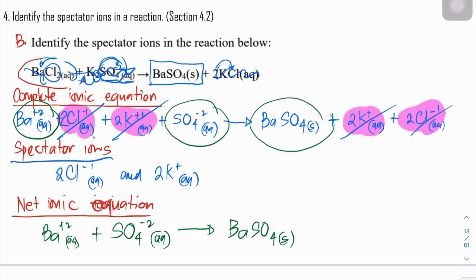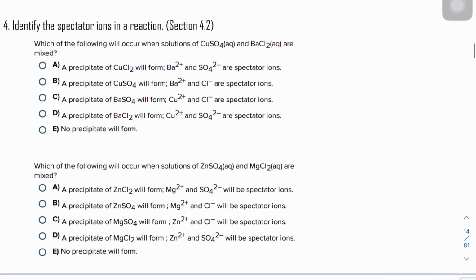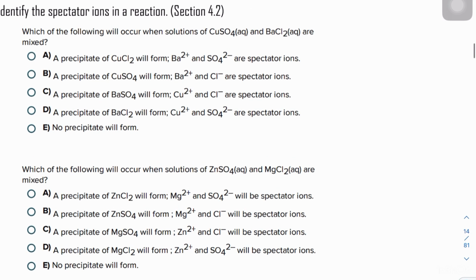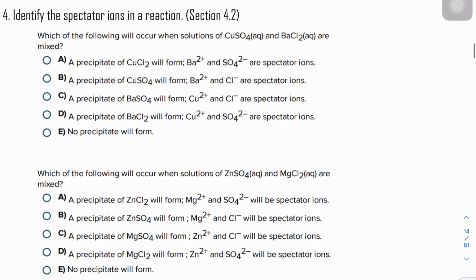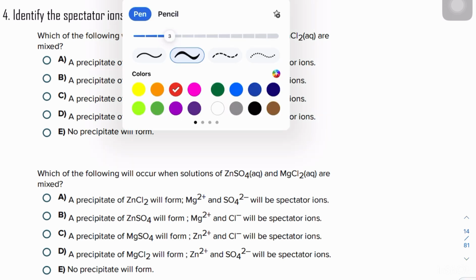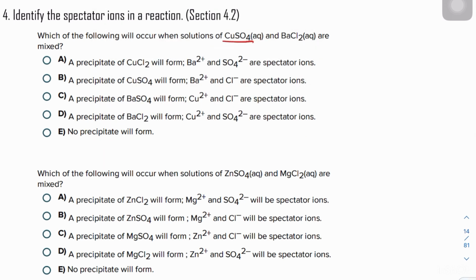Okay, so let's try, for example, this given multiple choice question. Now, the most important thing here is that you must know the solubility rules. Okay, so let's start. Which of the following will occur when the solutions of CuSO4 and BaCl2 are mixed? So we have 2 compounds that will be mixed. Okay, so we have CuSO4, and then we have BaCl2.